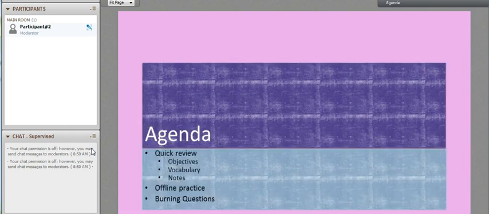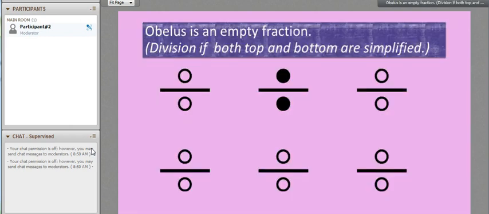Well, guess what? I'll show you something cool. Okay, this is an obelus. Obelus, that's what it's called. It's an empty fraction. That's the division sign, right? Look at this. 2/4. That's the same as 2 divided by 4. 21/7. That's 21 divided by 7. This is just an empty fraction. That's it. Is your mind blown?